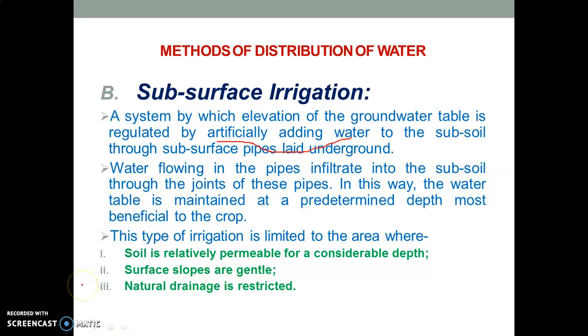So this is all about methods of distribution of water. We have seen three different methods: surface irrigation, sprinkler irrigation, and subsurface irrigation. In surface irrigation, we saw six different types of irrigation. That was free flood irrigation, basin irrigation, border irrigation, check irrigation, furrow irrigation, and drip irrigation. And then we saw sprinkler and subsurface irrigation. So in the next lecture, we will see the development of irrigation in India. Thank you.